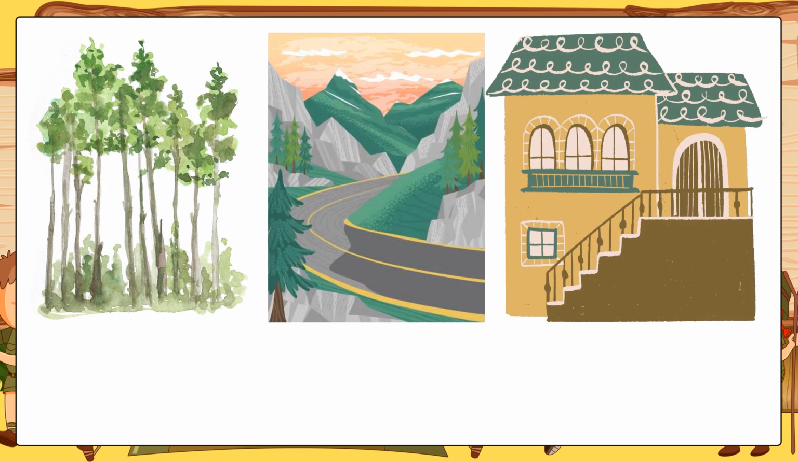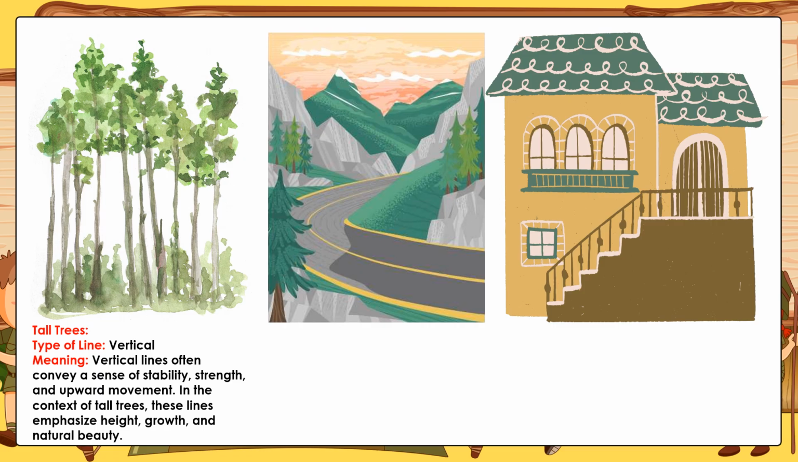Let's have the first picture. Tall trees. The type of line is vertical, meaning vertical lines often convey a sense of stability, strength, and upward movement. In the context of tall trees, these lines emphasize height, growth, and natural beauty.